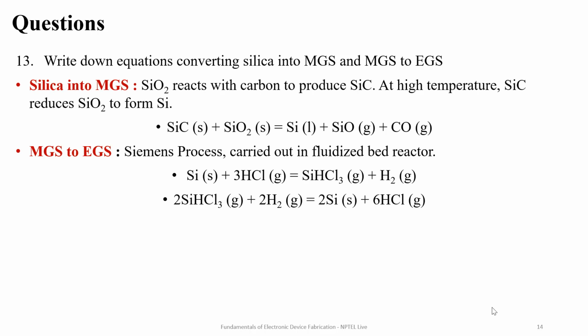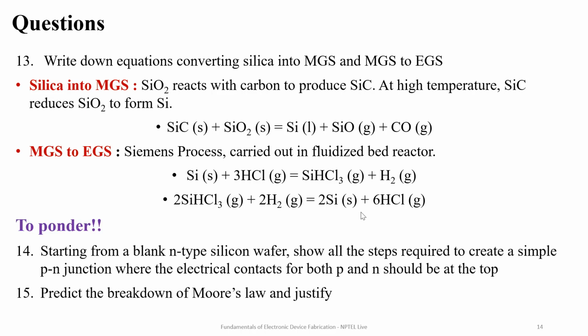So first is silica into MGS. We already know silicon carbide plus SiO2 gives Si, SiO and carbon monoxide. And then the Siemens process is carried out in a fluidized bed reactor. Silicon plus HCl gives SiHCl3 plus hydrogen. Then again it's reduced in the presence of hydrogen to give Si and 6HCl. So these are the processes by which silica is converted into MGS, and then MGS is converted into EGS.